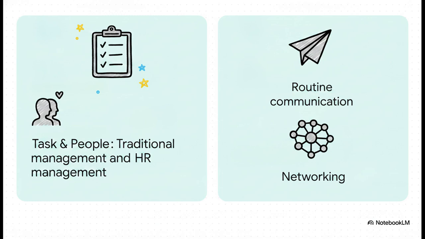First, we have the task and people side. This is traditional management, stuff like planning and controlling, alongside HR work, like motivating and staffing. Now contrast that with the information and politics side. This involves routine communication, like processing paperwork, and networking, which is socializing and interacting with outsiders. Definitely keep these activities in the back of your mind here.